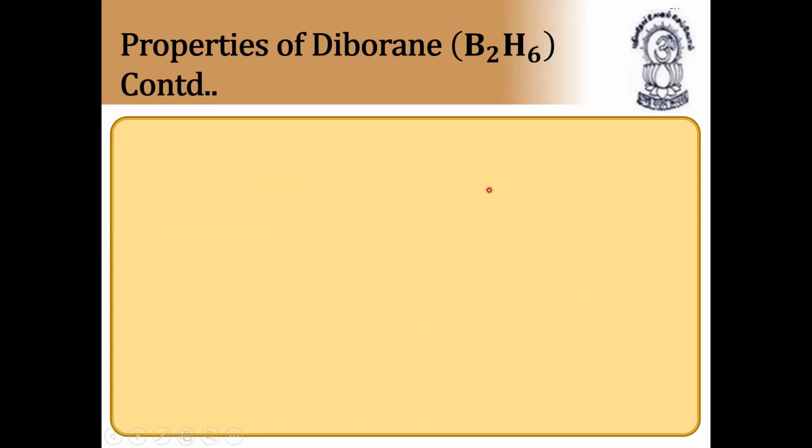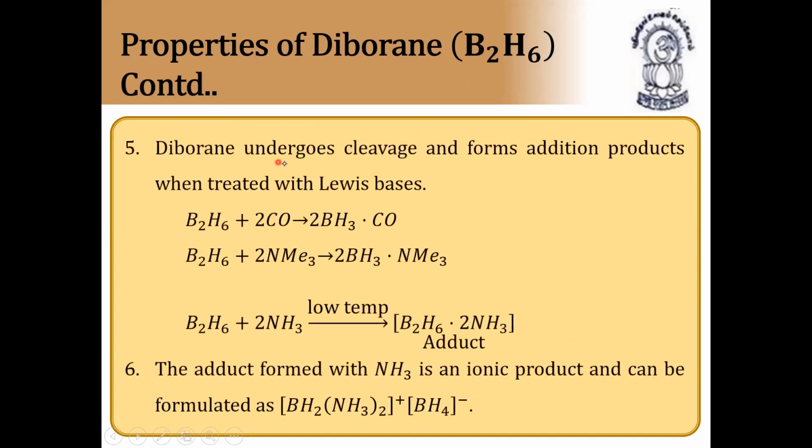Properties of diborane. The structure of diborane is most important. Diborane undergoes cleavage, breakup, and forms addition products when treated with Lewis bases. So it combines with carbon monoxide and forms 2BH3.CO.